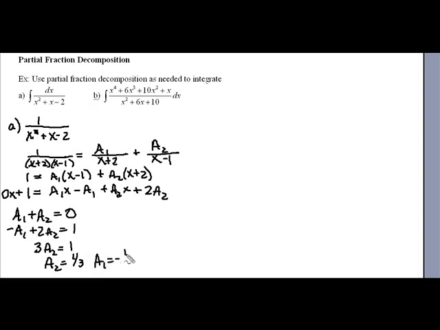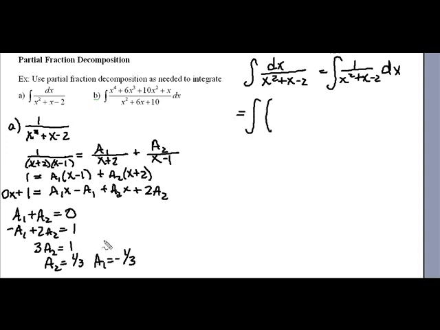And so what this means is that the integral of dx over x squared plus x minus 2, or in other words, the integral of 1 over x squared plus x minus 2 dx, is the same thing as integrating the sum of a1 over x plus 2, which is negative 1/3 over x plus 2, plus a2 over x minus 1, 1/3 over x minus 1, dx.